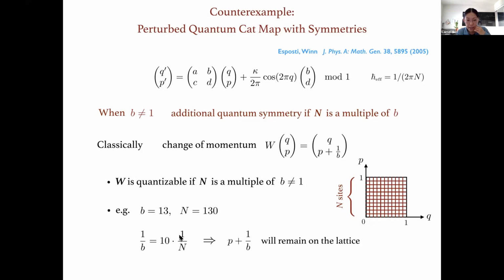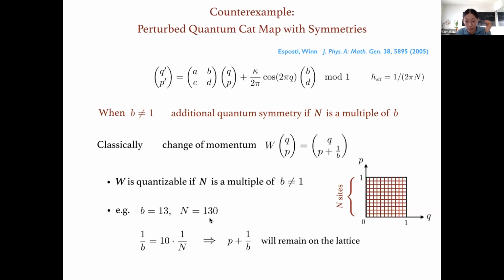In this case, this change of momentum 1 over B is 10 times the lattice constant. So this 1 over 130, this 1 over N, is the lattice constant in my discretized Hilbert space. So the shift of change of momentum is an integer multiple of the lattice constant. So the new momentum after the shift will remain on the lattice site. That's why W can be quantized.